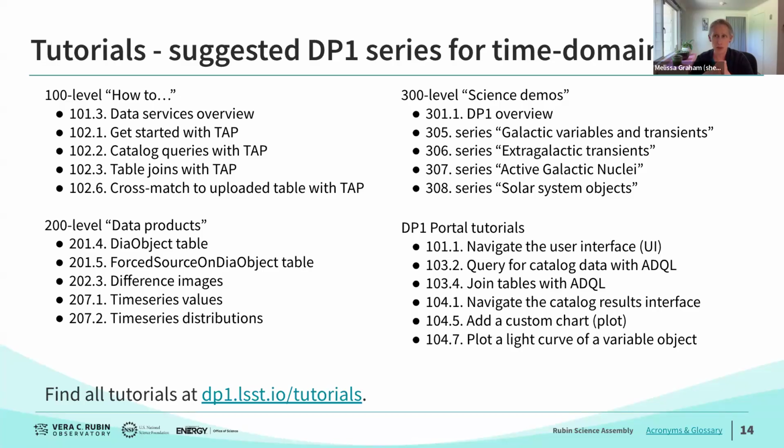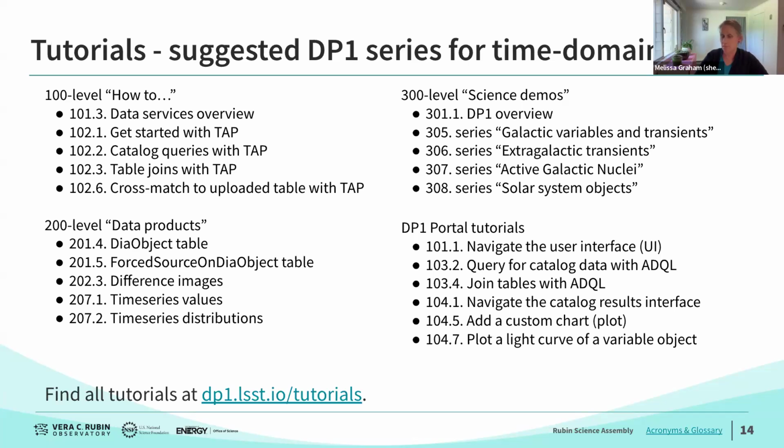Then you would work through the 200 level tutorials, one per data product. You'd work through each of the tutorials designed to teach you all about the data products that I just mentioned, the different catalog types and the difference images. And then you would turn to the 300 level science demos. There, you'd probably want to start with our Data Preview 1 overview to understand the Data Preview 1 data. And then from there, pick whichever series of the 300 levels most closely matches your science interests.